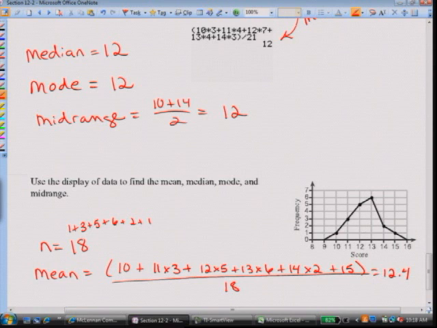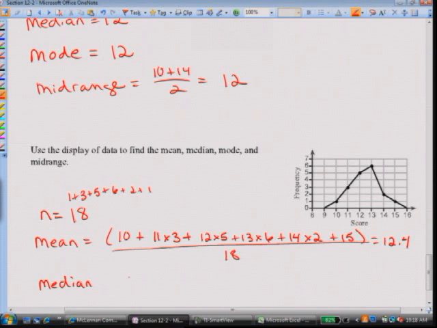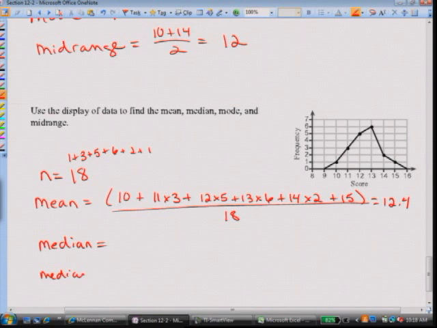My median is my middle value. So I could write them all down, or I can count with the places. The median place, or the median location, is 18 plus 1 divided by 2, 19 divided by 2, which is 9.5. So I need data value 9 and data value 10, the 9th and 10th location if they're ordered.